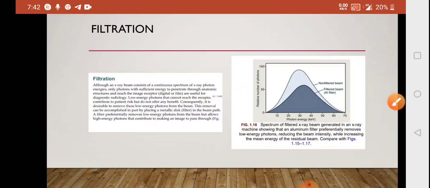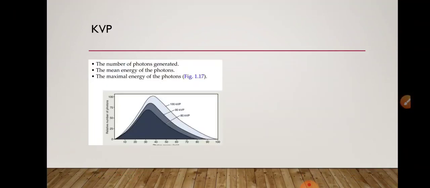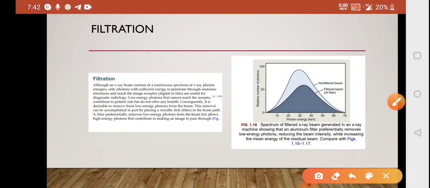So let me read a few lines for you. Low energy photons cannot reach the receptor but contribute to the patient exposure and are not of any good benefit, and it is desirable to remove these low energy photons. This is done by putting some metal in the path of the X-rays that are produced, so that only your high energy or low wavelength photons can pass and make an image rather than low energy ones. Fine.